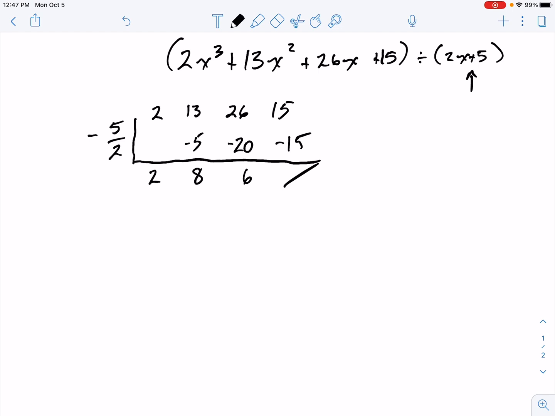So now I have this 2x squared plus 8x plus 6. And I'm going to try to use that to find out my other two dimensions, my width and my depth. All right, so let's see. I'm just double checking what they told us. Right, they told us that 2x plus 5 is the length. Okay, so we know this 2x plus 5 is the length.